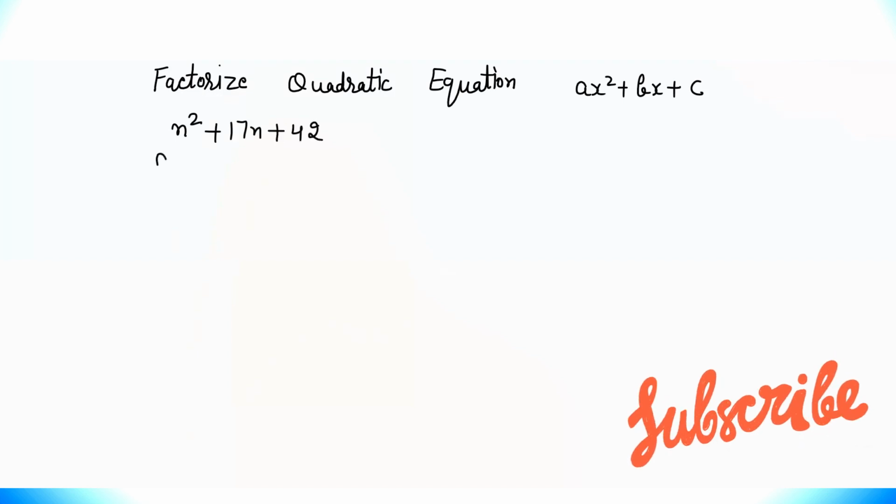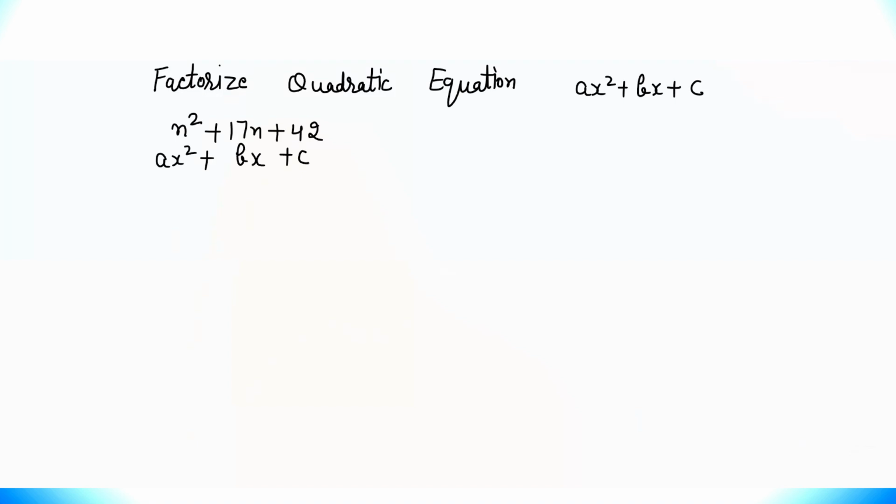Now let's learn how to factorize the quadratic equation, which is written in the form of ax square plus bx plus c. So the equation is n square plus 17n plus 42. The first step is we have to compare the equation with ax square plus bx plus c, and find out what is the value of a here. It is 1. If nothing is written in front of the square value, that means it's 1. Then b is equal to 17, c is equal to 42.